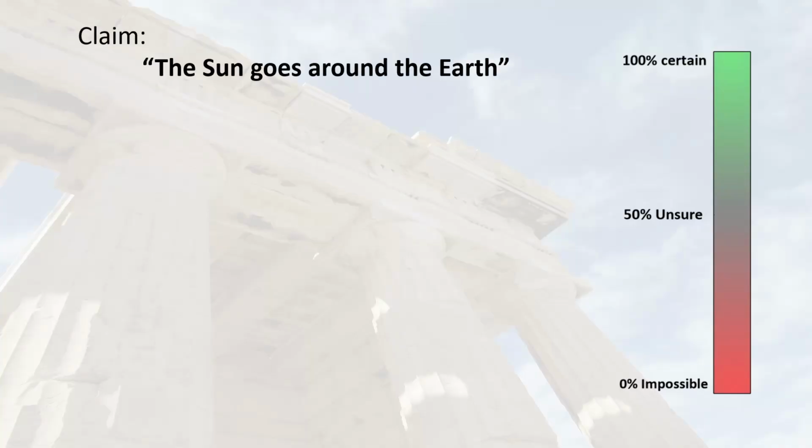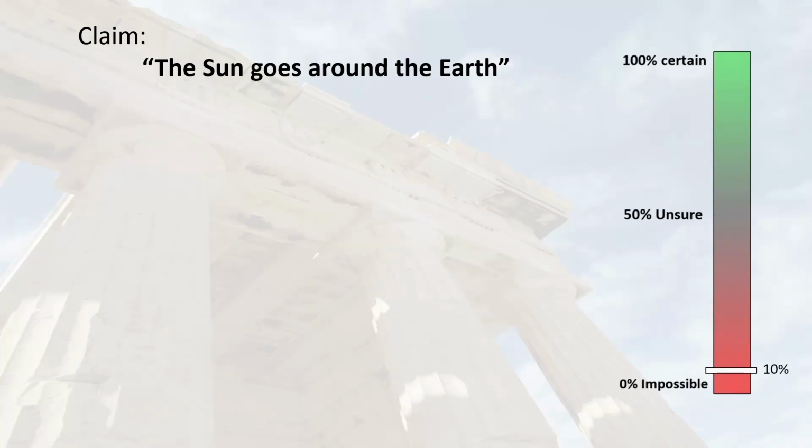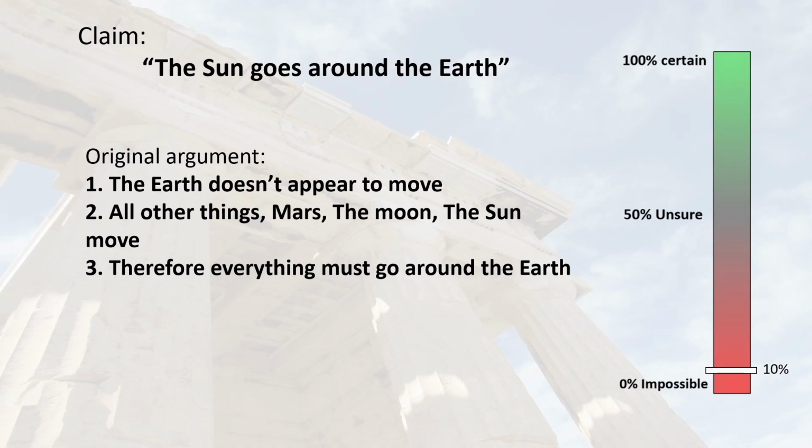Okay, next claim. The sun goes round the earth. So this does go against the known explanation. But for argument's sake, let's look at the actual original evidence and argumentation that people used in the past to believe this. So here's a syllogism. Number 1. The earth appears not to move. All other planets and the sun move. Therefore, the earth is likely the center of the solar system and everything orbits the earth.